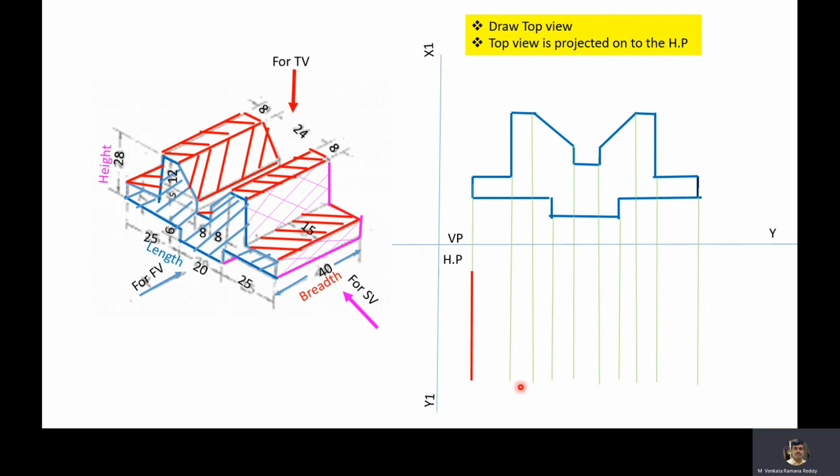So 40, 70, 70, 40. After that, this breadth line is visible. This breadth line is also visible, and this one, and this one, and this one, and this one here, and this one. Whereas these two inside breadth lines are invisible.